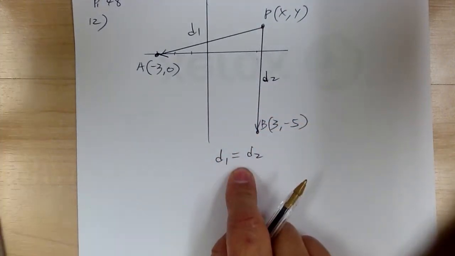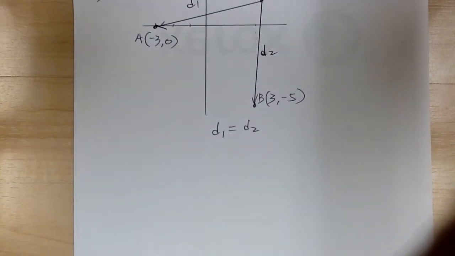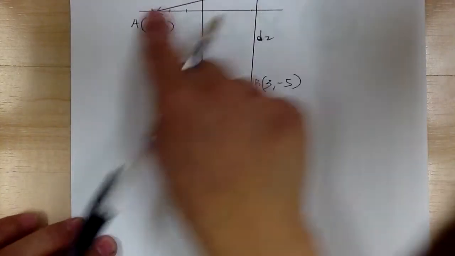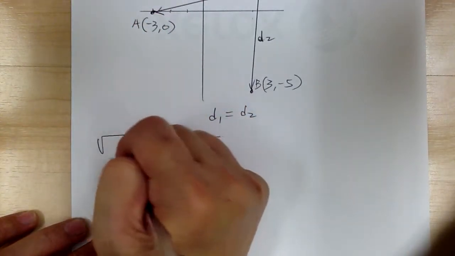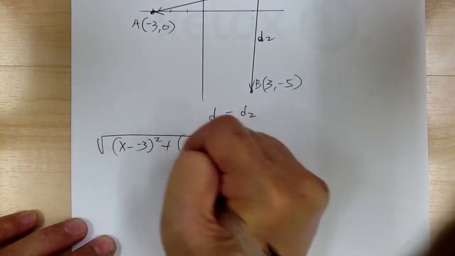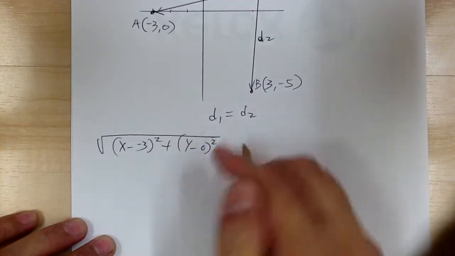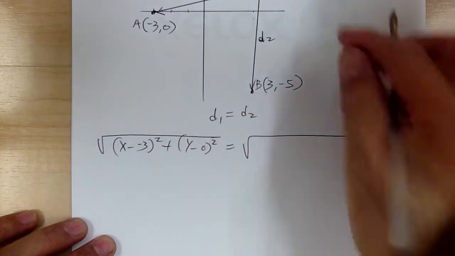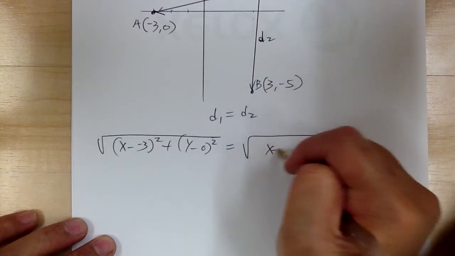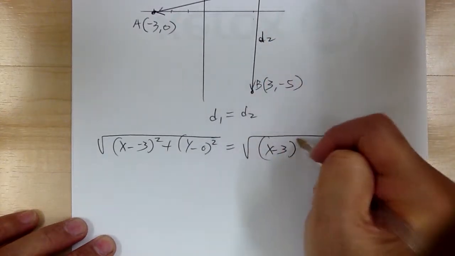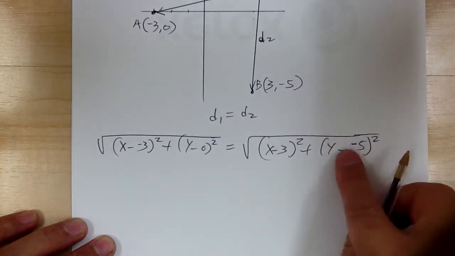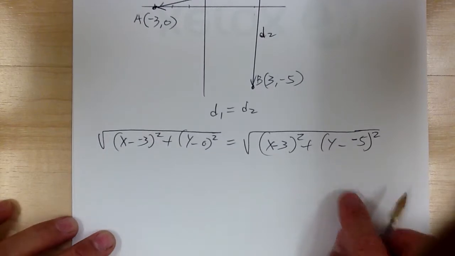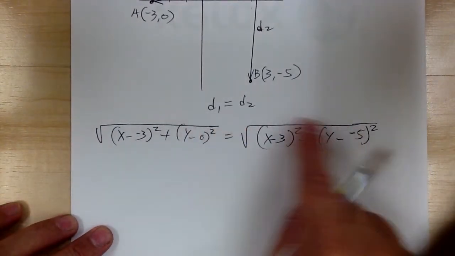Again, you have to start out with your definition. Since this is distance, you want to use the distance formula. D1 is between the point P and point A, so it will be the square root of (x minus negative 3) squared plus (y minus 0) squared. And D2 is from this point to this point, so it will be (x minus 3) squared plus (y minus negative 5) squared. Watch for the negative. Then from here, you want to square both sides.